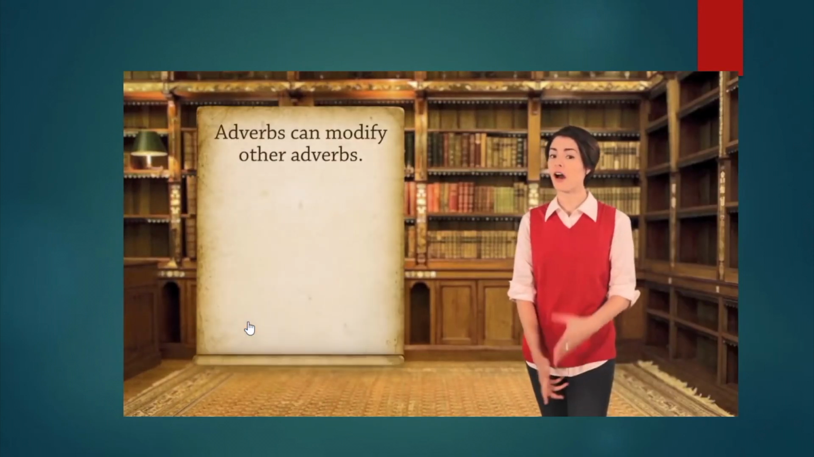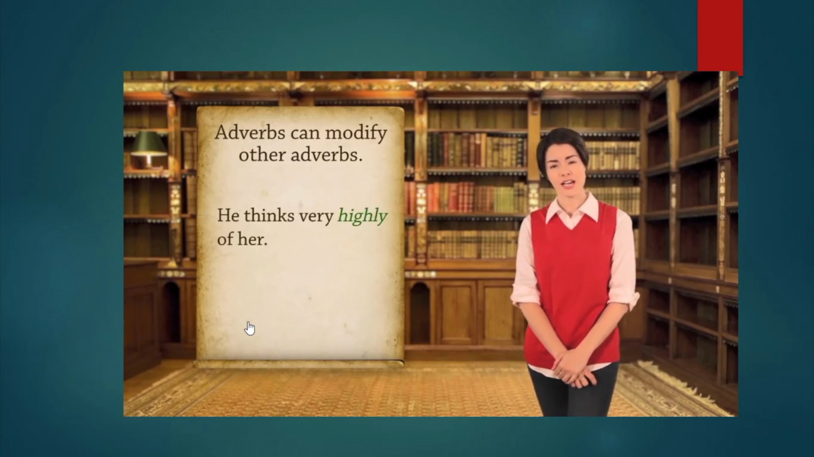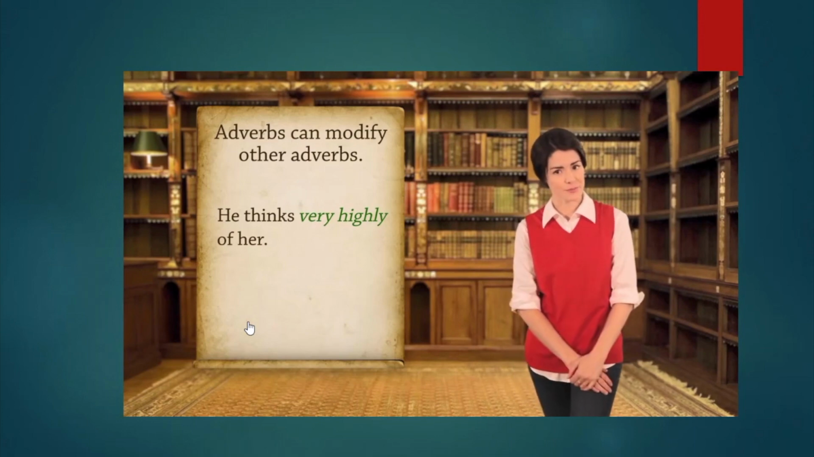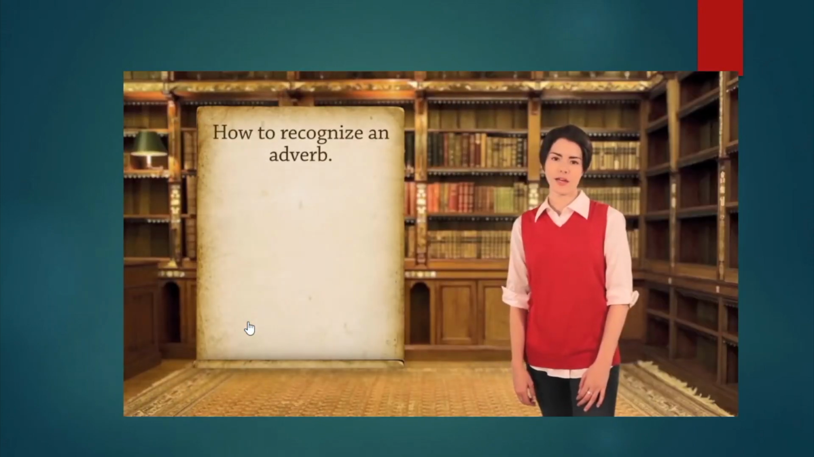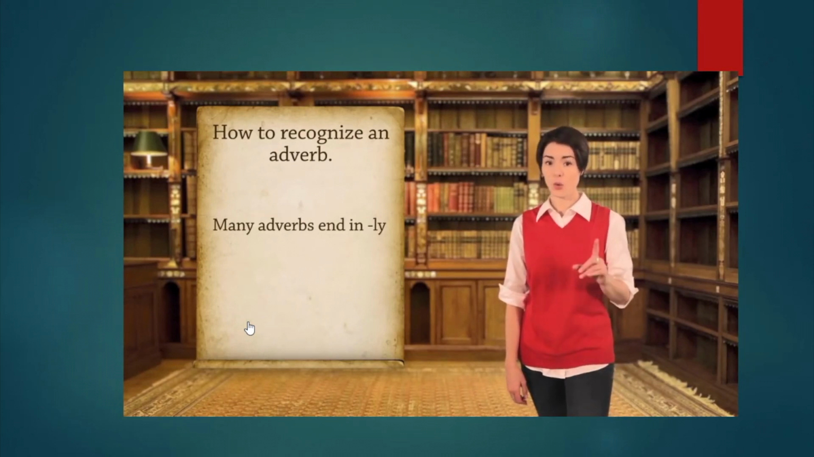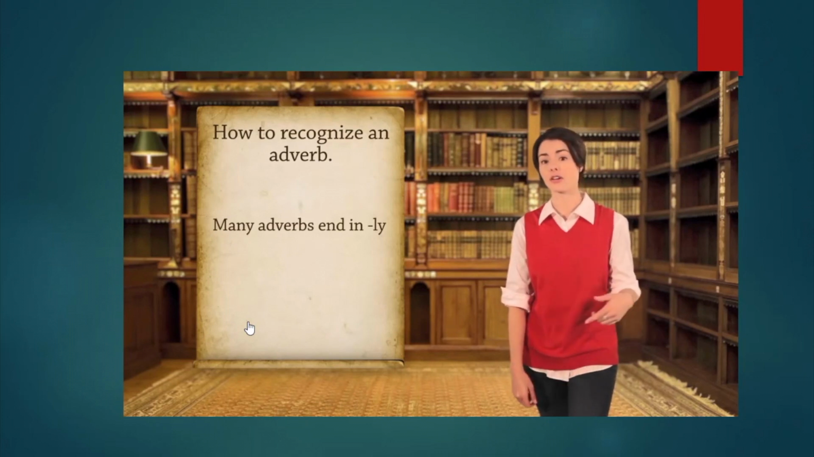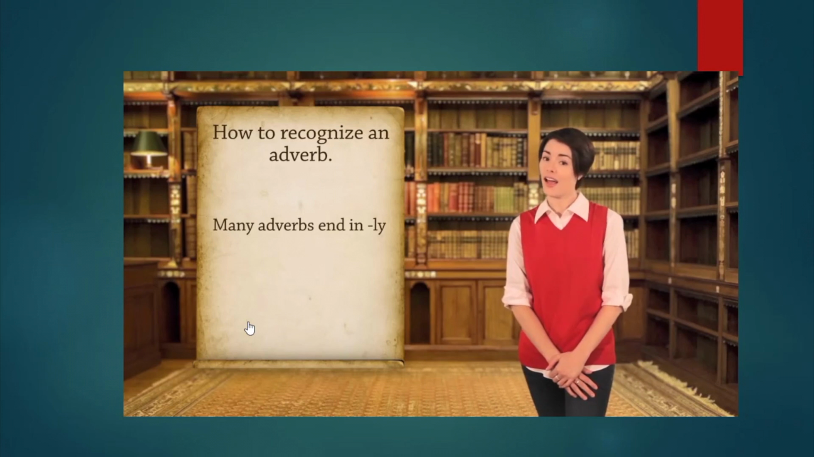Adverbs can even modify other adverbs. He thinks very highly of her. Highly is an adverb. It tells you what he thinks about her. And how highly? Very highly. Here, very is an adverb that modifies highly, another adverb. Many adverbs end in ly, especially the adverbs derived from adjectives. Quick becomes quickly. Clever becomes cleverly. Gentle becomes gently. But there are lots of adverbs that don't end in ly. Now, never, there, close, deep, very, well, and so on.